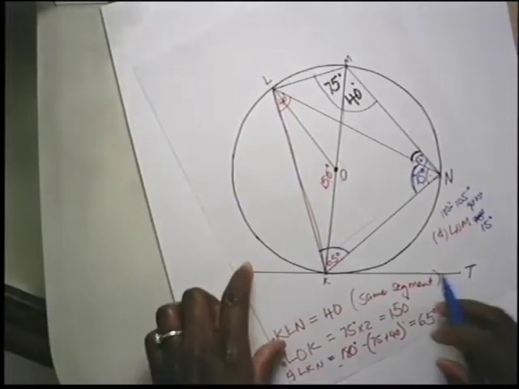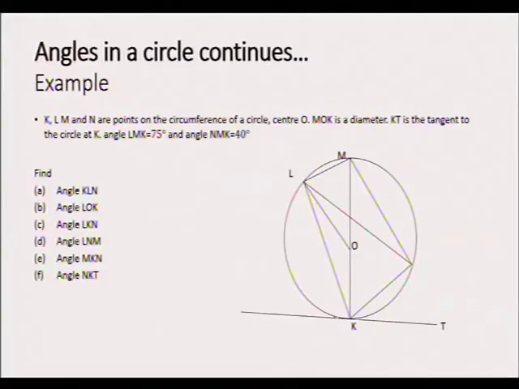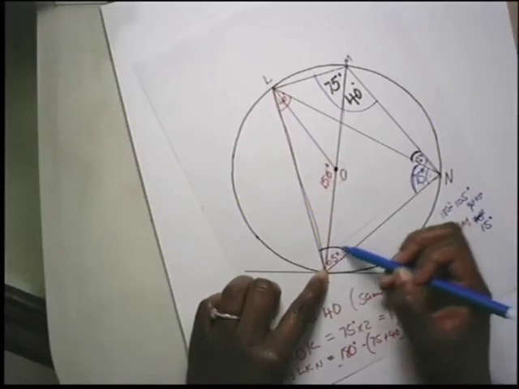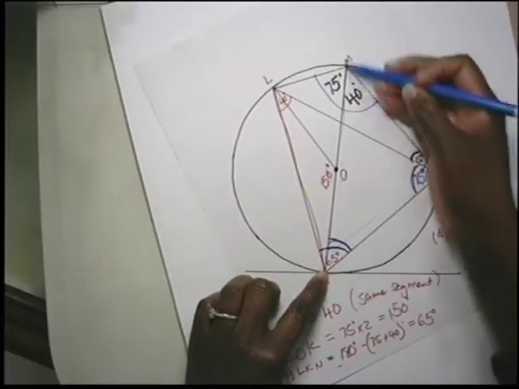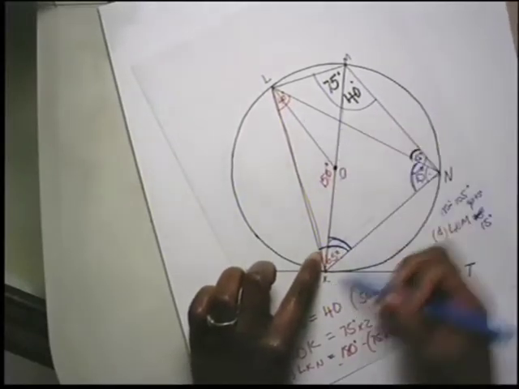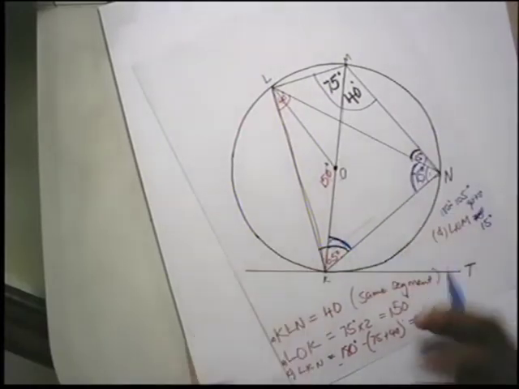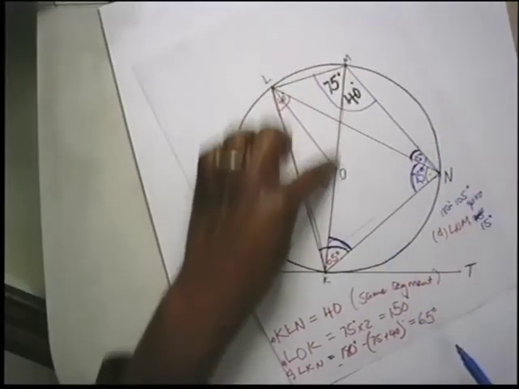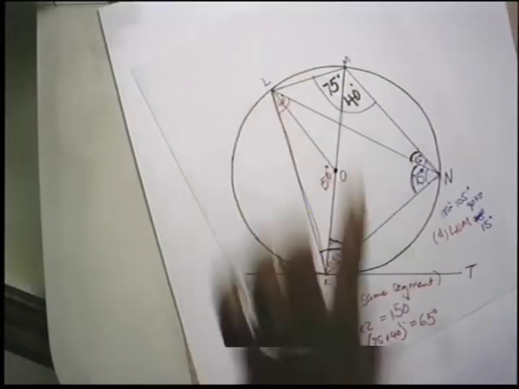Okay, then we move on to E, angle MKN. MKN, the angle here. How can we get just this angle here? Remember 65 is the whole of this angle, LKN, but now we are calculating this angle here. So how can you do it? We are going to use this triangle inside there. Can you see this triangle? And then we know the sum is 90.